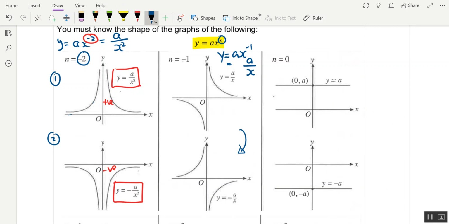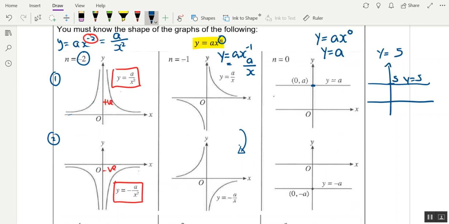Next is when you have y equals ax to the power of 0. X to the power of 0 is 1, so you are left with y equals a. Y equals a is a horizontal line that cuts the y-axis at a. So if you have, let's say, y equals 5, then we are drawing this line that cuts the y-axis at 5. So this is y equals 5. And then if it's -5, then it's in the negative y region.